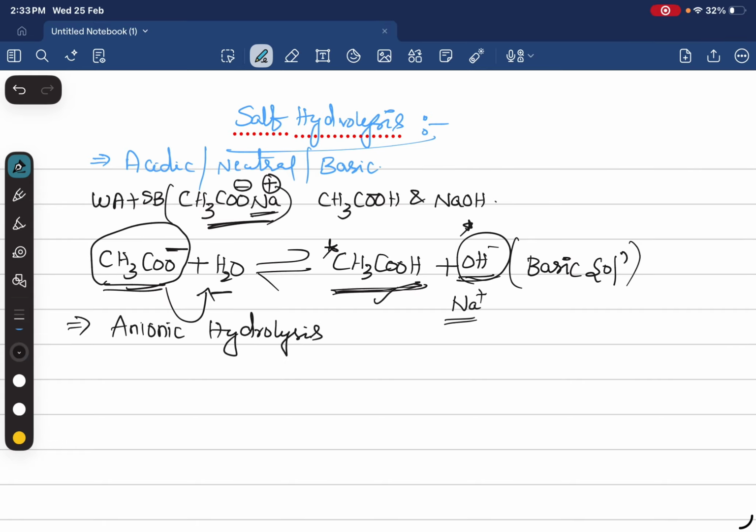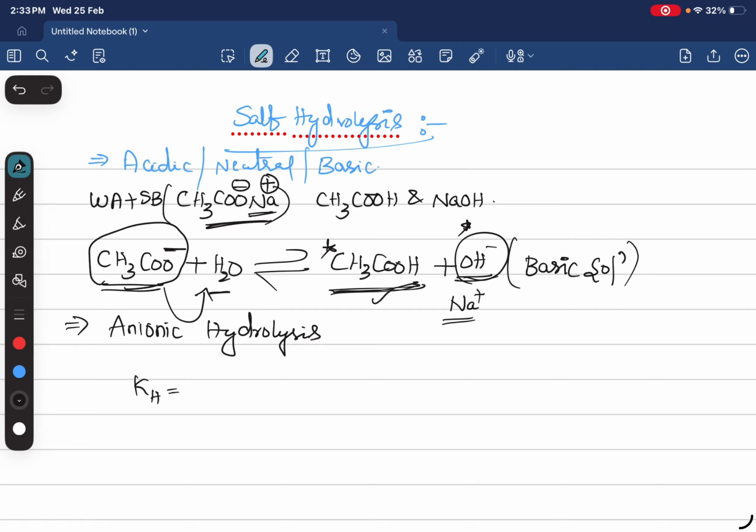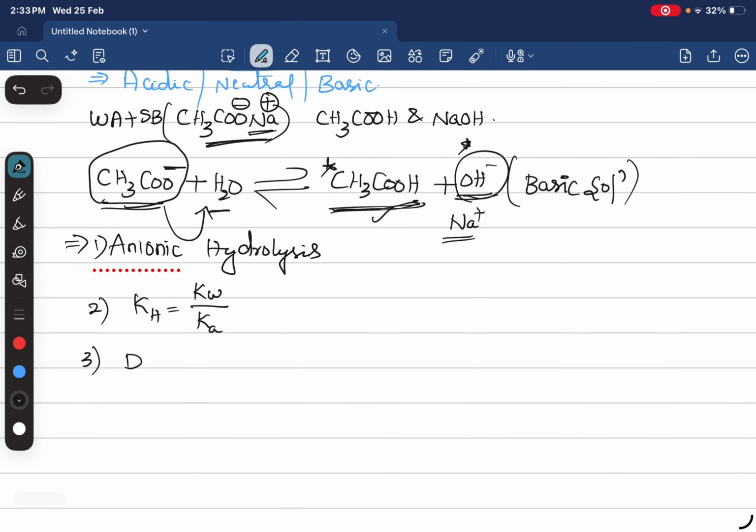Coming to the next, Kh equals under root Kh into C. Kh is called the hydrolysis constant, which is Kw by Ka. Then the degree of hydrolysis, which is alpha. Sorry, earlier we indicated it with alpha, but here we indicate it with h. h equals under root Kh by C.